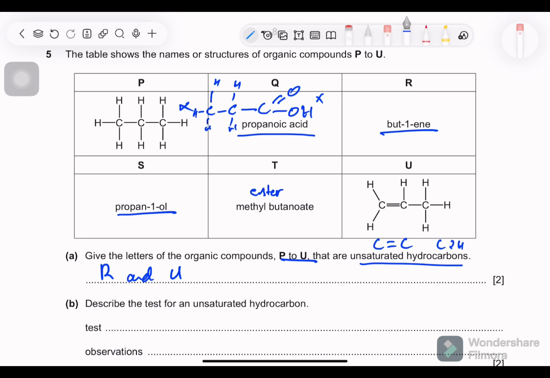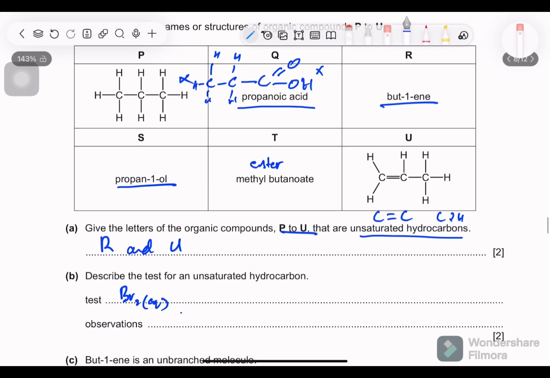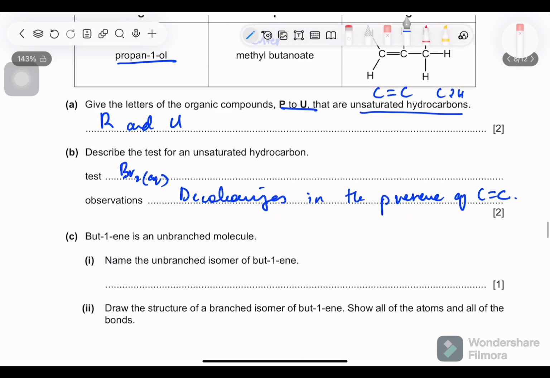Describe the test for an unsaturated hydrocarbon. The test is aqueous bromine, and it will decolorize. Yes. But-1-ene is an unbranched molecule.